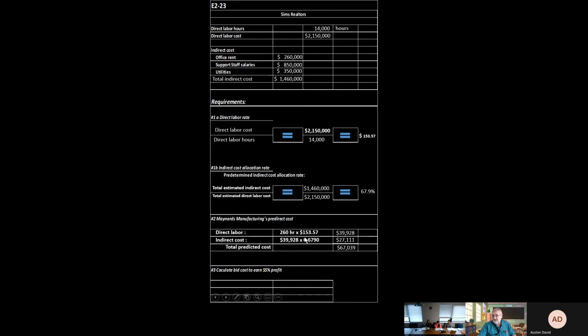Okay? So just as you're following down, the next thing it says is, well, this company wants to make a 55% profit. Okay? So how are we going to come up with the 55% profit? What do you got to do to figure out that profit ratio? There's two different formulas, or two different methods you could use.